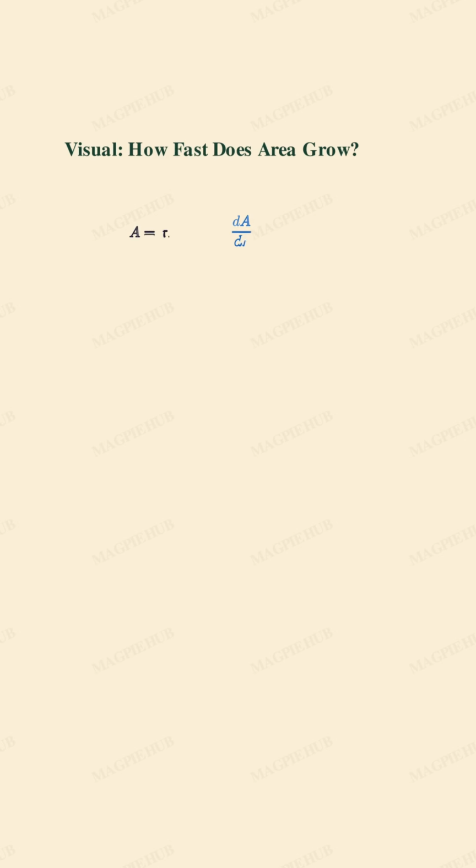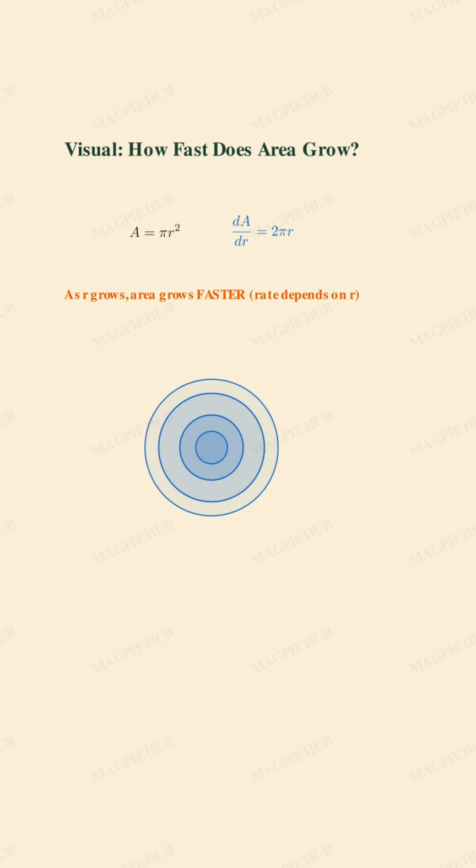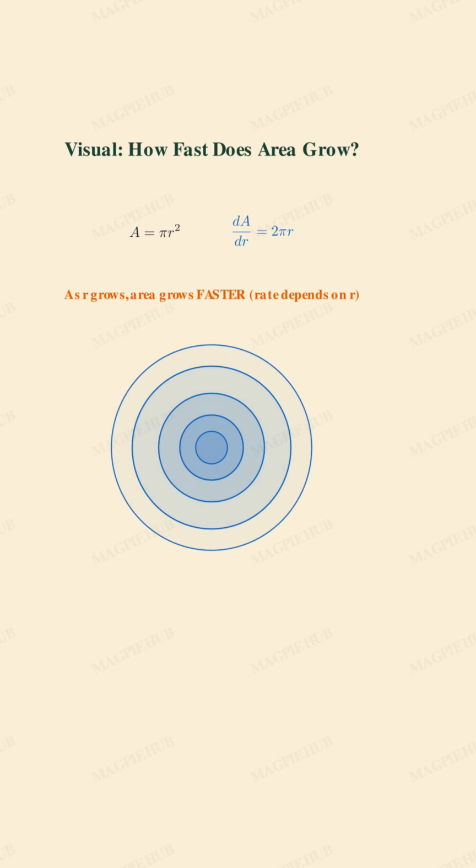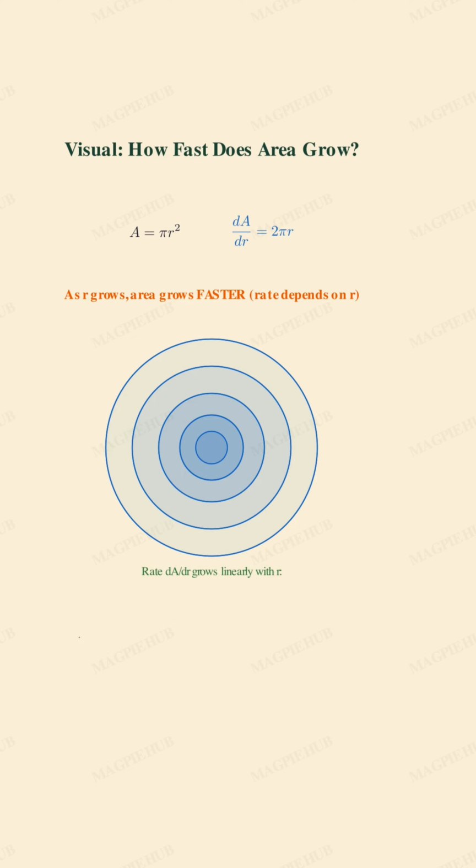Visual demonstration. For a circle with area A equals pi r squared, the rate of change of area with respect to radius is dA by dr equals 2 pi r. Watch the circle expand. Each ring of growth adds more area than the previous one because the circumference is larger. The bar chart shows, at radius 1, the rate is 2 pi. At radius 2, it doubles to 4 pi. At radius 5, it's 10 pi. The rate of area growth increases linearly with radius. This is a beautiful connection between geometry and calculus.